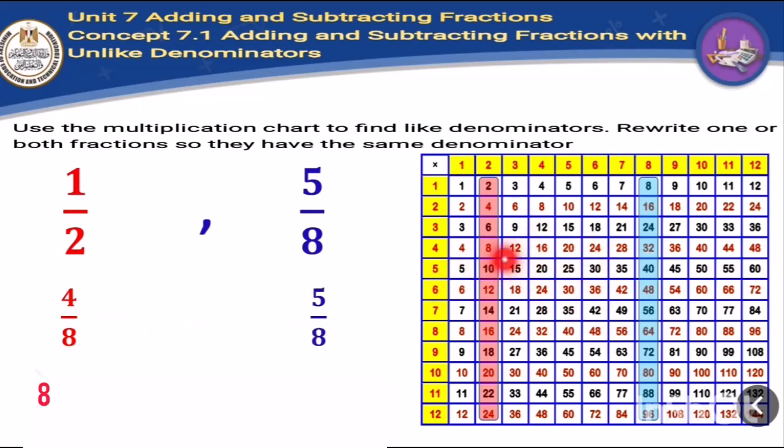Can I use the second multiple, 16? Yes, of course. I can use 16 as the like denominator. 1 over 2 equals how many over 16? Excellent, 8 over 16. And here, when I change the denominator 8 to 16, how? By multiplying by 2. At the same time, I will multiply 5 by 2 equals 10. Why do I multiply the numerator and the denominator? Because this is the same fraction. When I multiply the numerator, I should multiply the denominator by the same number.